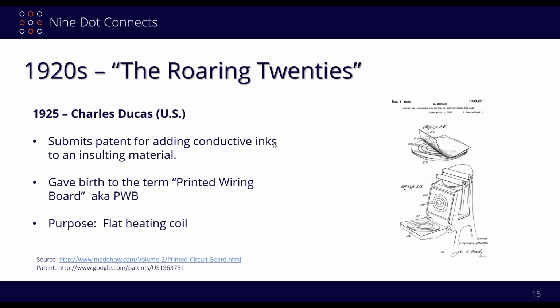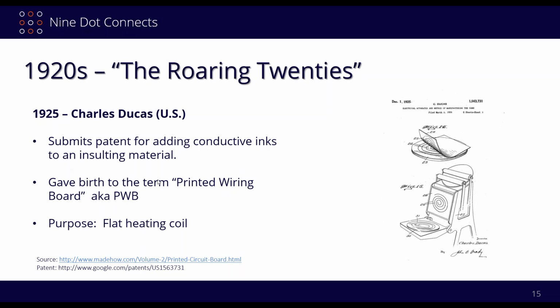All right, so let's talk about printed circuit boards. So far, no printed circuit boards in any of these products. But in 1925, Charles Ducas submits a patent for adding conductive inks to an insulating material. And interestingly enough, this method that he uses becomes very popular in the manufacturing of a lot of products. And it gave birth to the term printed wiring board, or PWB. So he's actually credited for this.